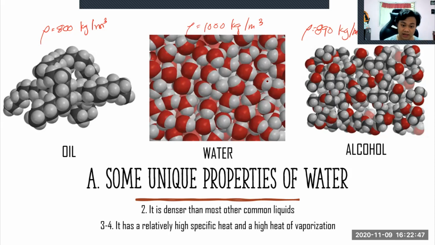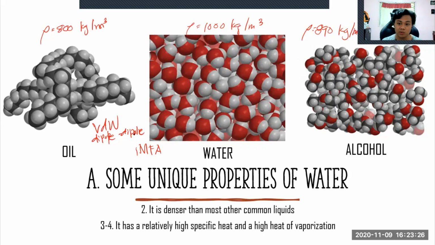So as you can see, water has the strongest IMFA because it has hydrogen bonding, right? Oil, on the other hand, has van der Waals and dipole-dipole moment only. So it's not really as strong as water. As a consequence, it does not really clump together.